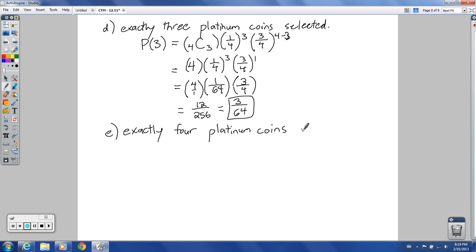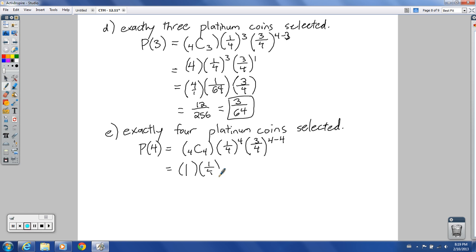Exactly 4 platinum coins selected. So now, what should be the most difficult, most challenging to do, probability of 4. Let's see if that jives with our answer. It should be the lowest probability of any of these. So 4 choose 4. There's only going to be one way to pick all 4 from a group of 4. This would be 1/4 to the 4th power. This would be 3/4 to the 4 minus 4 power. This is going to be one way to do that. This is 1/4 to the 4th and 3/4 to the 0 power.